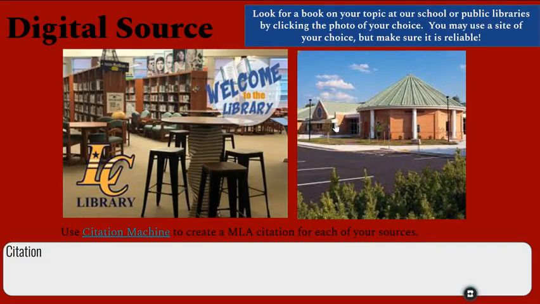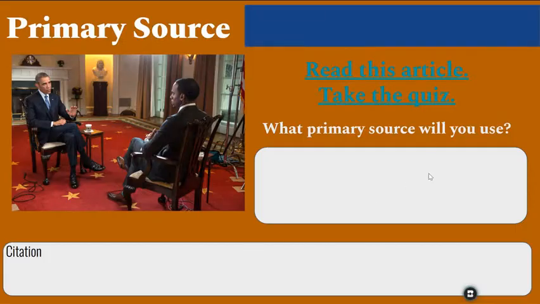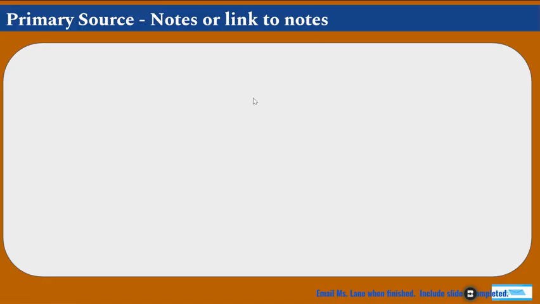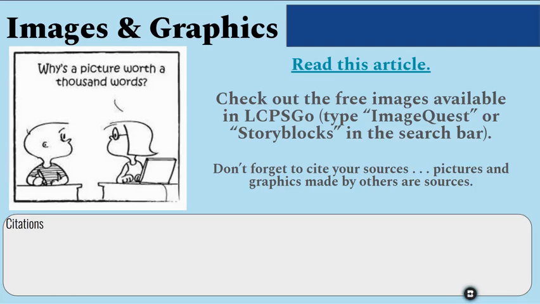Then digital source options: you can go to our school library or the public library, or you might choose to go elsewhere and find it out on the World Wide Web. Again, verify your sources. So the citation is going to go there. Your notes and quotes are going to go there. And then we move on to primary sources. Read the article, take the quiz, and then think about what primary source you're going to use. So you're going to drop that in that box. You're going to cite your source using our Son of Citation Machine citation generator, notes and quotes right there.